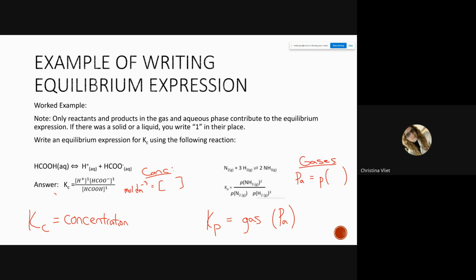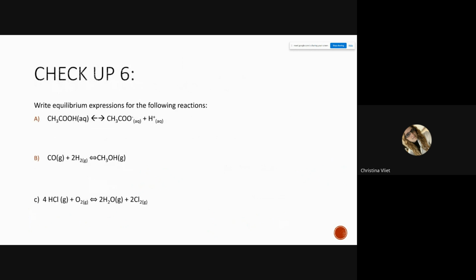So once you see it in action, hopefully you'll find that it's not crazy. Just remember products over reactants. If you have multiple products, you multiply them by each other. And then whatever numbers are in the front of your balanced equation become the exponents in your equation. All right, so here we go. Write equilibrium expressions.